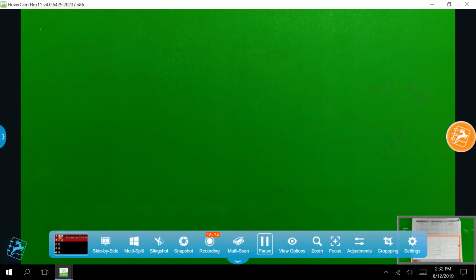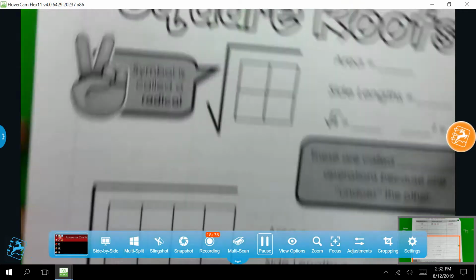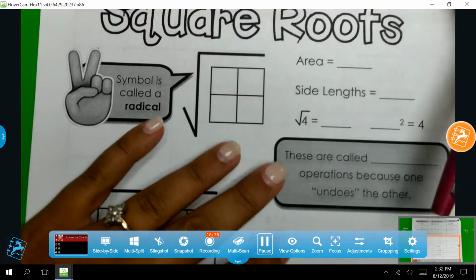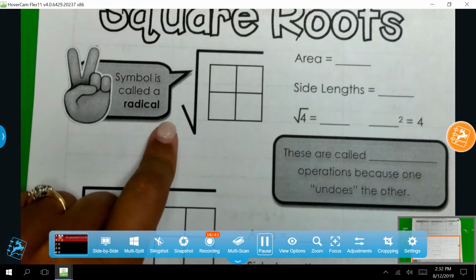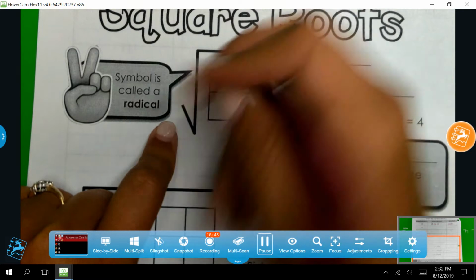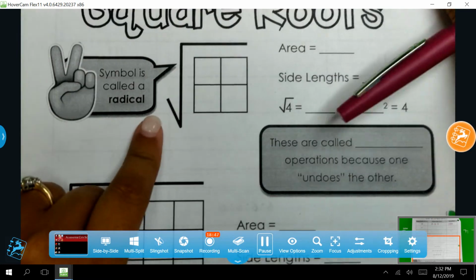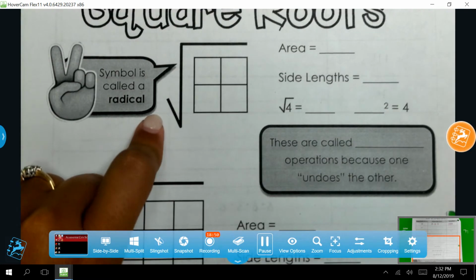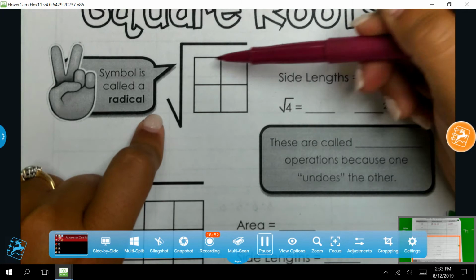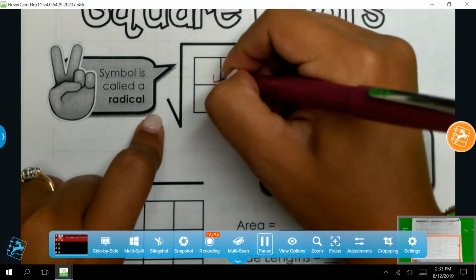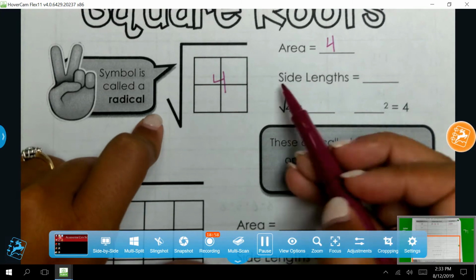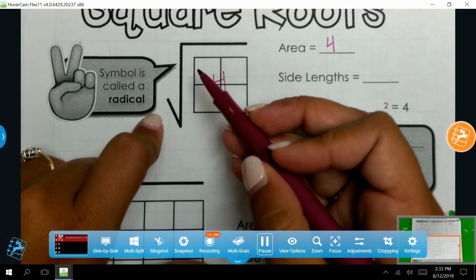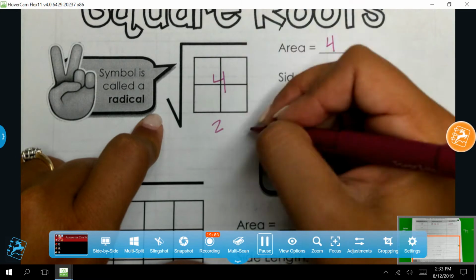Alright, flip it over. Now we're moving on to square roots. So, a square root looks like this. This symbol right here is called a radical. And then normally we have a number underneath. So if I'm looking at this and I'm asked to find the area of this, what is the area? 4, because I have 4 boxes, right? So if I want to know the side length, what is the side length? 2. I've got 2 boxes going across, 2 boxes going down.